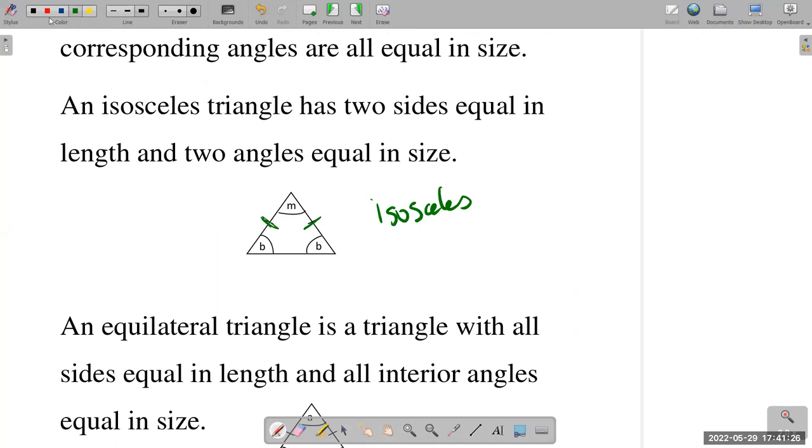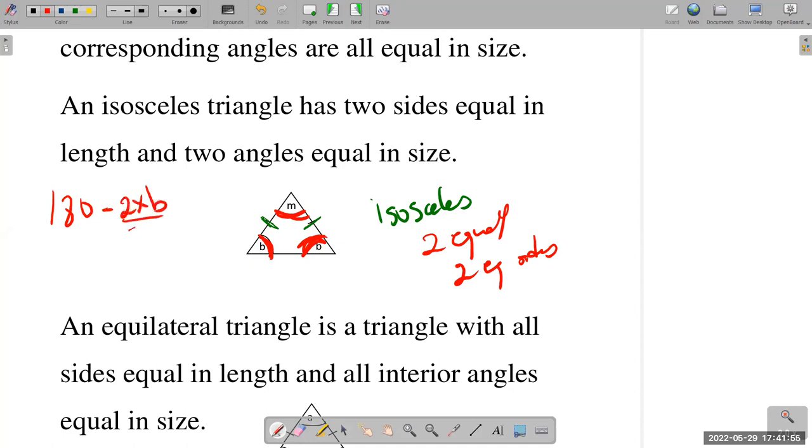And which angles are always the equal angles? The ones at the base of the two equal sides. So the two sides that are equal create the base for the two equal angles. Everybody see that? So two equal angles, two equal sides. So how do you find M? If they give you B, you would say what? 180 minus 2 times B, right or wrong?